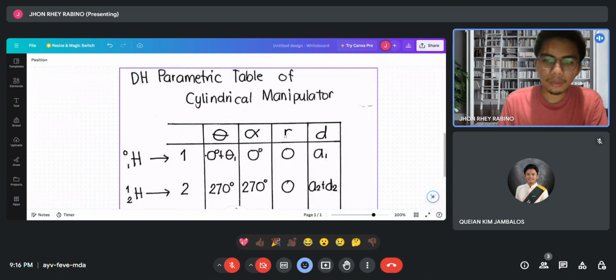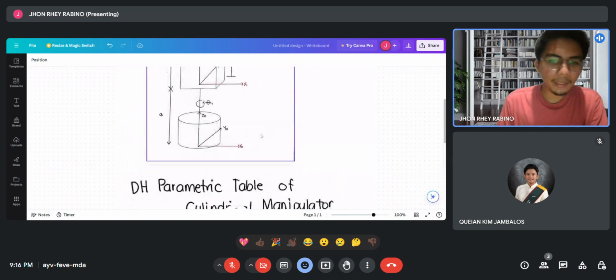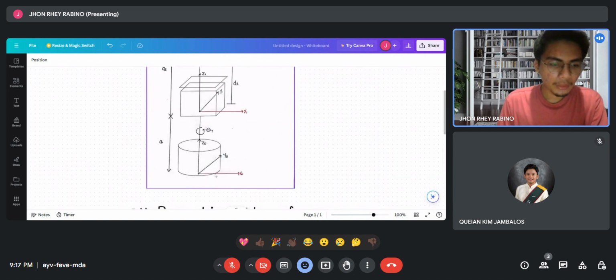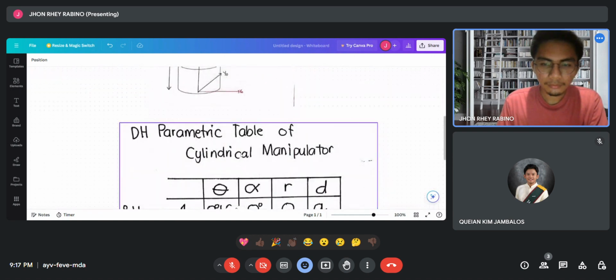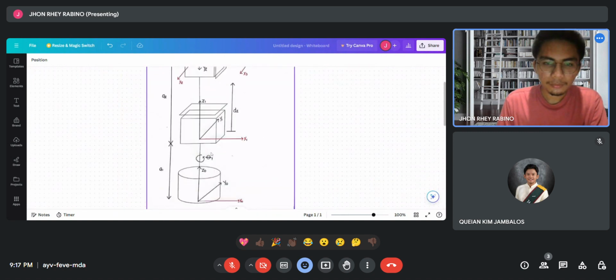For the parameter r, we'll begin at the base. x sub 1 is the x sub n axis. The distance from the origin of body 1 to the origin of frame 0 along x sub 1 is 0, because along x sub 1 there is no link length.